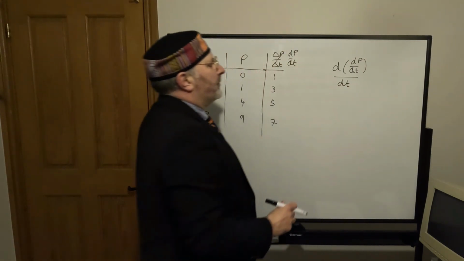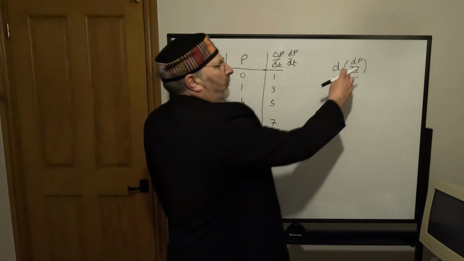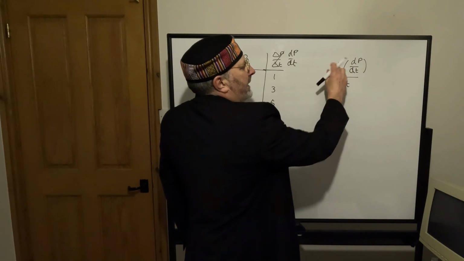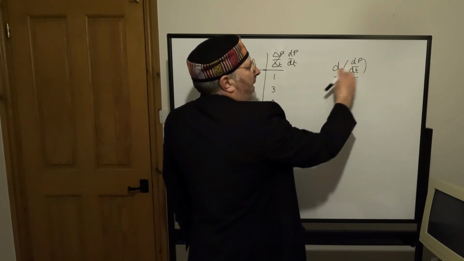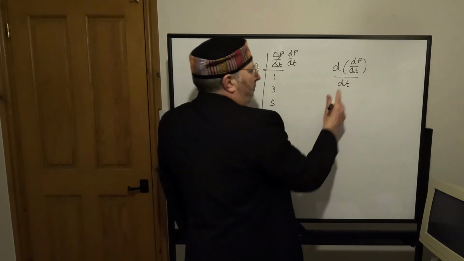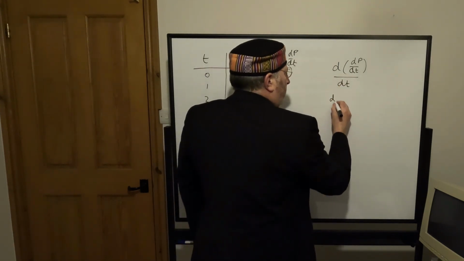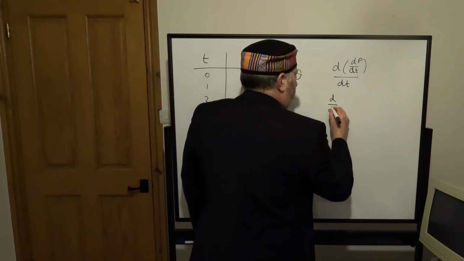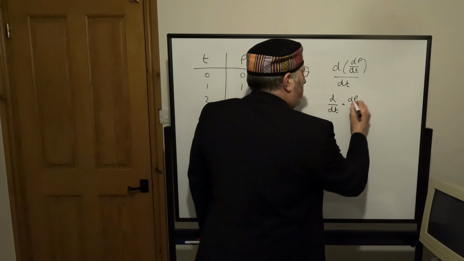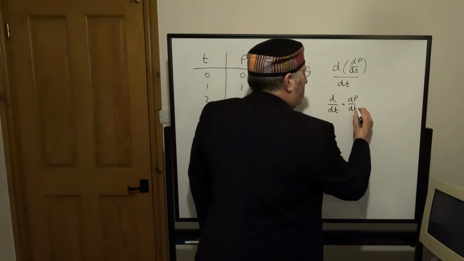by dt. So just as we found the rate of change of population by doing dP by dt, if we want to find the rate of change of that thing, we do d of that by dt. Well, we can treat this as a fraction. It's like d over dt times dP over dt.